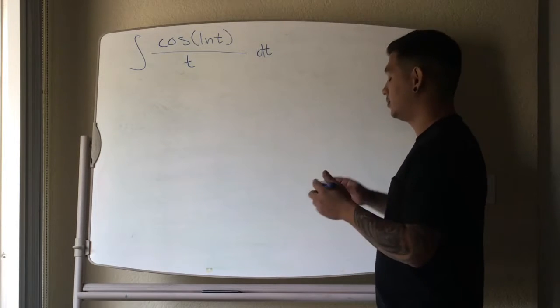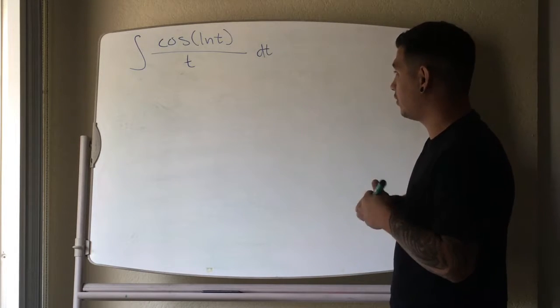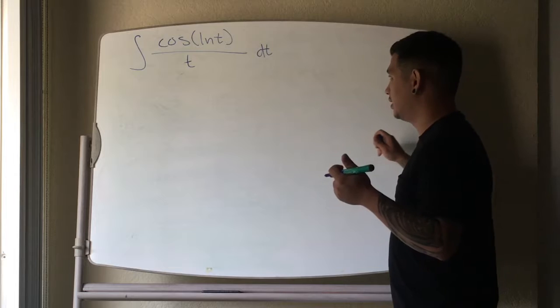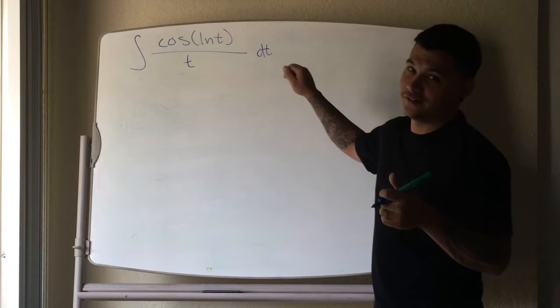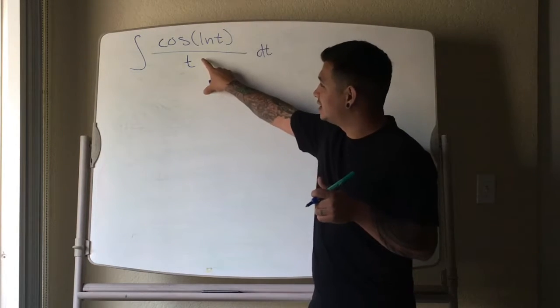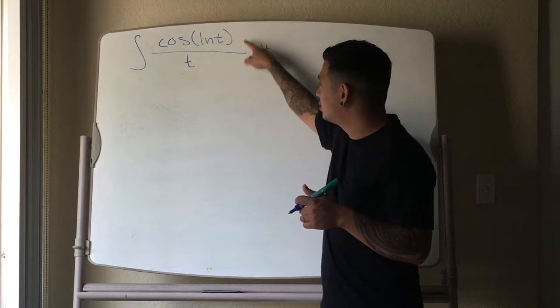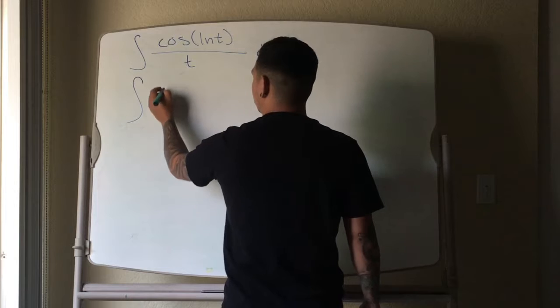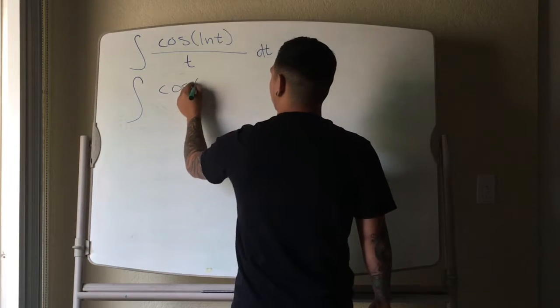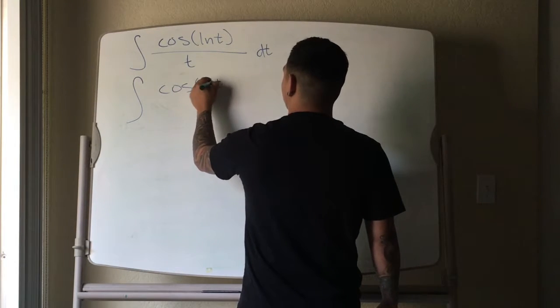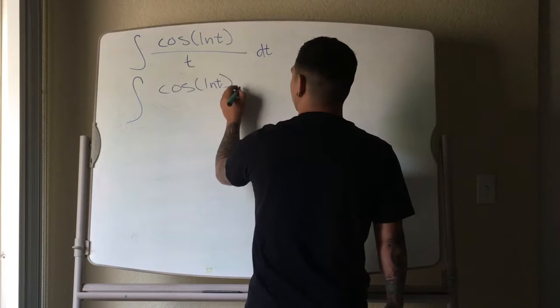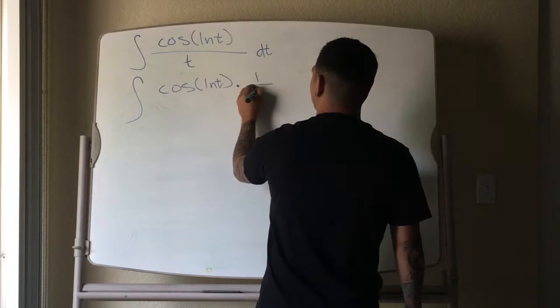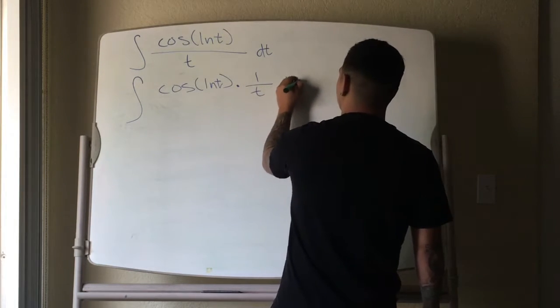So let's start the problem. We know that the derivative of ln t is 1 over t. Look, we have a 1 over t right here. So let's rewrite this so we can see it better. This looks like a hard problem, but it's actually really easy. Multiply by 1 over t dt.